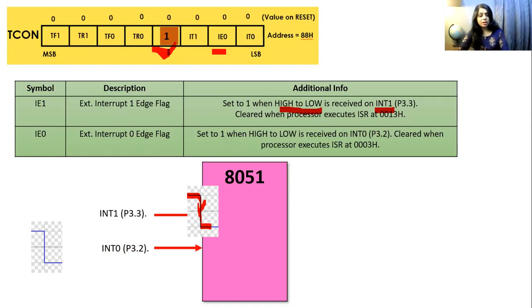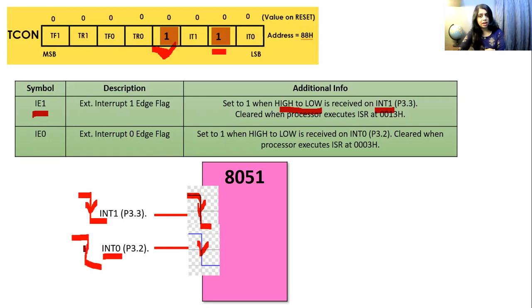Okay. Similarly, when it receives this high to low on port 3, that means on the INT0 pin, whenever it receives this high to low on this pin, that time this IE0 will be set to 1. So very simple: when it receives high to low on this pin, it will set IE1, and when it receives this high to low pulse on INT0, it will set the IE0 flag of the TCON register.